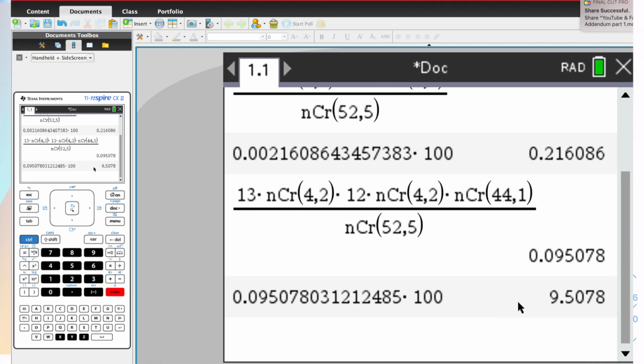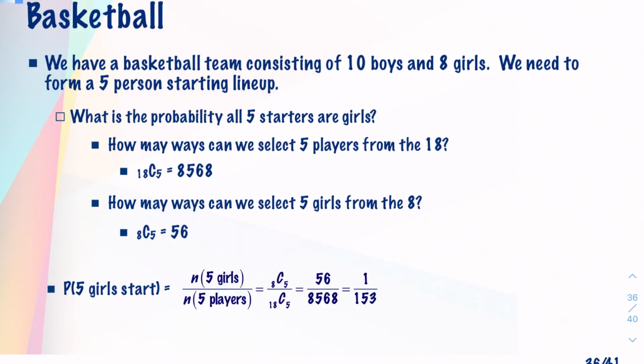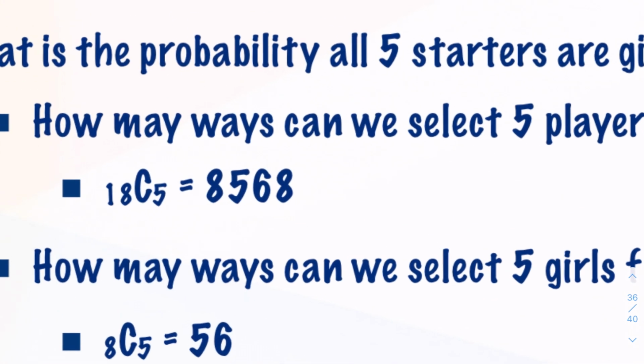Well, what other situations could we utilize this type of working with probabilities? So let's say we have a basketball team consisting of 10 boys and 8 girls. We need to form a 5-person starting lineup. What is the probability all 5 starters are girls? So the question goes, how many ways can we select 5 players from the 18, regardless of gender? That gives me my sample space. So that is just 18 choose 5.